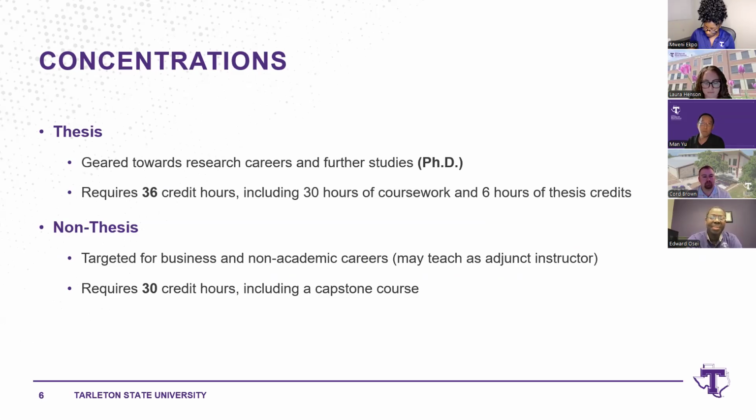So the thesis concentration is geared more towards students who want to pursue further study, typically a PhD. And that requires 36 credits. Mostly 30 hours of coursework and then 6 hours of thesis credits. The non-thesis is geared towards those who want to go to business, and that requires 30 credit hours, including a capstone course.